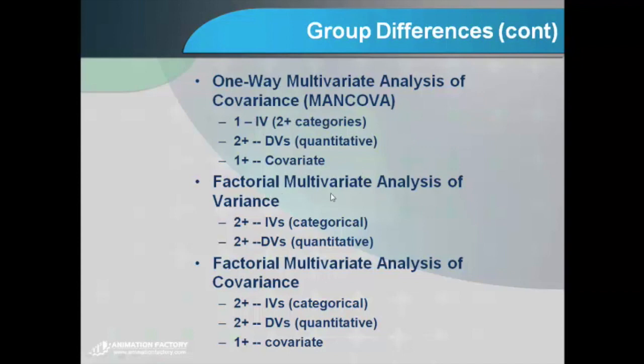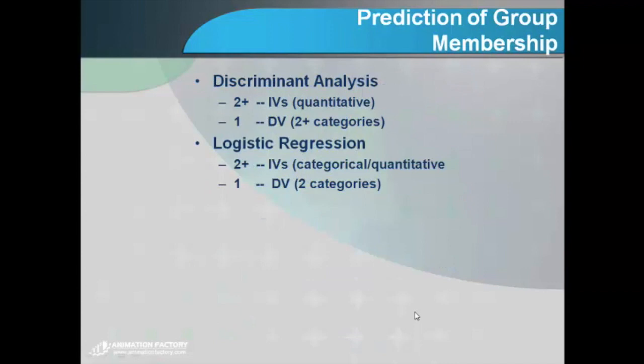Then we have factorial multivariate analysis of variance, and that's where we have two or more independent variables that are categorical. And that again is nominal data. And we have two or more dependent variables that are quantitative or scale data. Then we add to that the factorial multivariate analysis of covariance, where again it's the same thing as multivariate analysis of variance, but now we add in the covariate to take it out of the equation to see what is occurring.